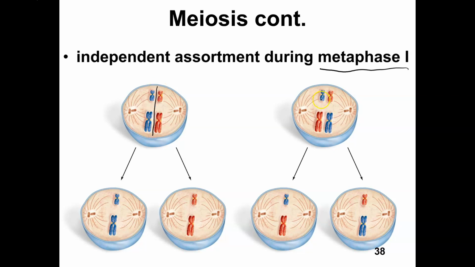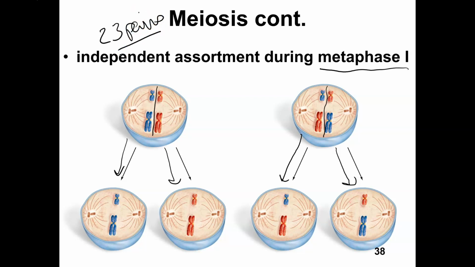What could also occur is that the red big one lines up under the blue, and the blue big one lines up under the red. So in both cases, we are going to produce cells that are different. So over here we have blue and blue together, red and red together. Over here we have a little blue and a big red, and a little red and a big blue. So this can occur. Now again, we have 23 chromosome pairs.